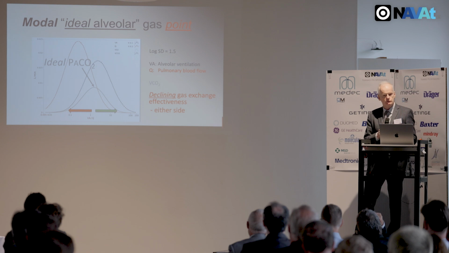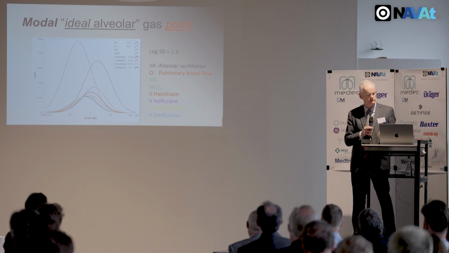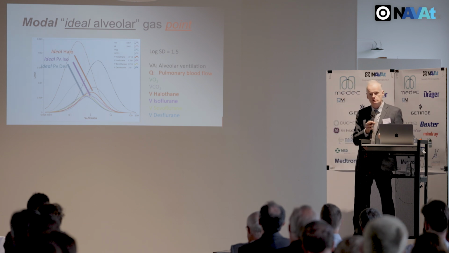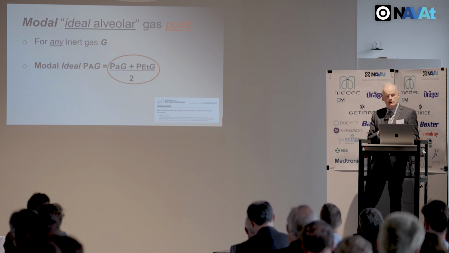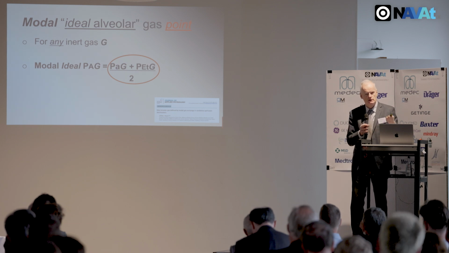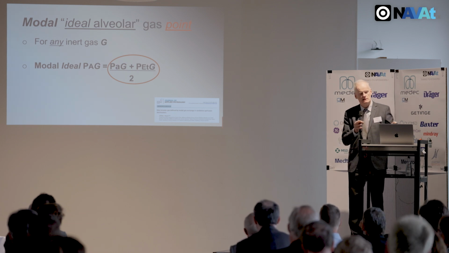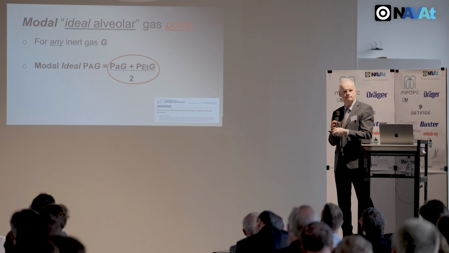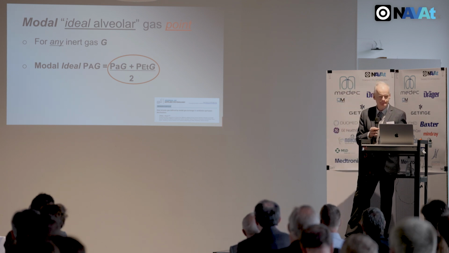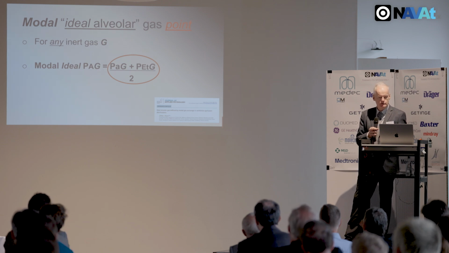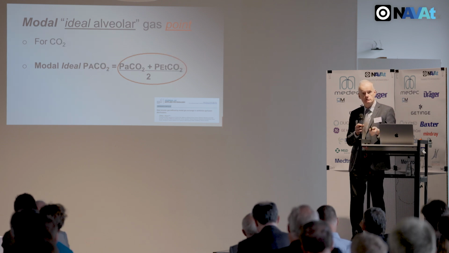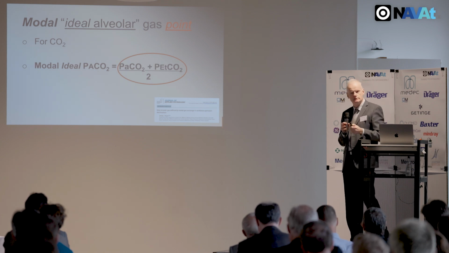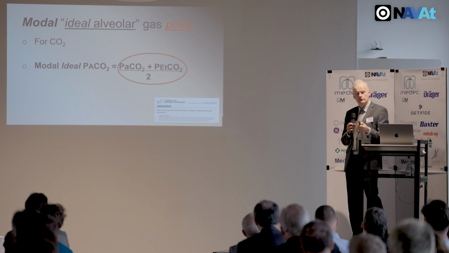Now the reason I offer this, because it might look quite complicated, and I would point out that you can do this for any gas. Every gas has a unique modal ideal point. It turns out that for any inert gas, the partial pressure at that point in the lung is exactly halfway between the arterial and the end-tidal partial pressure. It's the midpoint. The modal ideal point lies halfway between those two values. Turns out that for CO2, with a high degree of precision, the same applies, because CO2 has a relatively linear dissociation curve, so it behaves like the inert gases do.